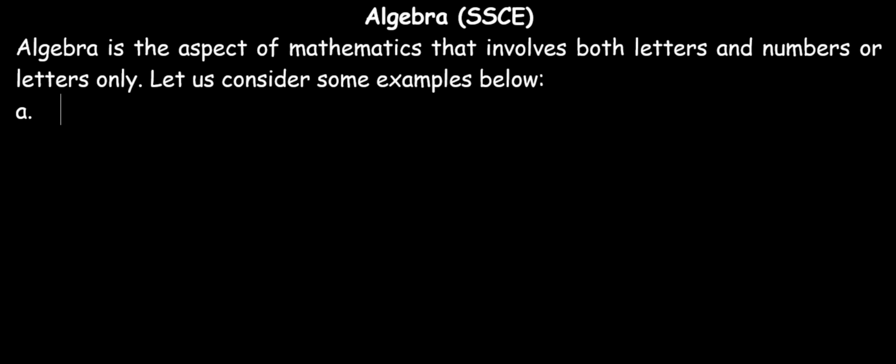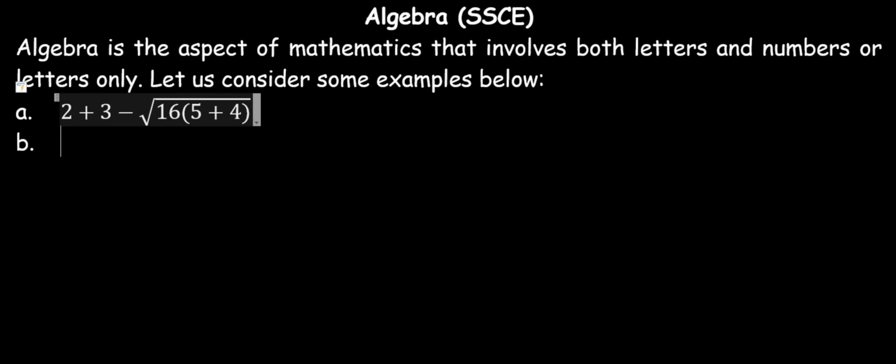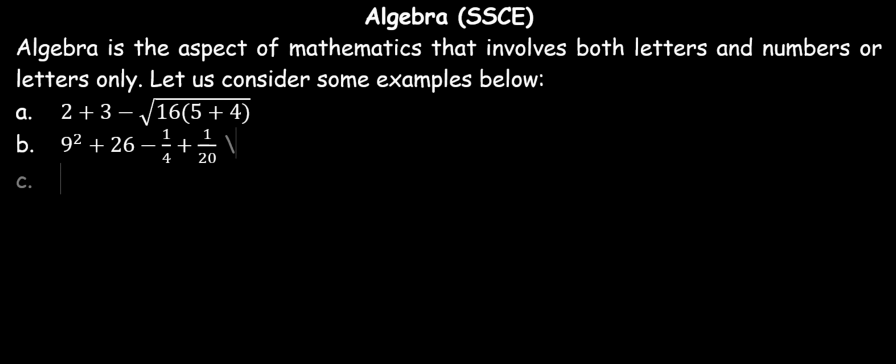A, 2 plus 3 minus square root of 16 into bracket open 5 plus 4 bracket close. B, 9 square plus 26 minus 1 over 4 plus 1 over 20. C, y plus 1. D, x plus y equals 2. E, s square plus 3s plus 4. F, s square minus y square.